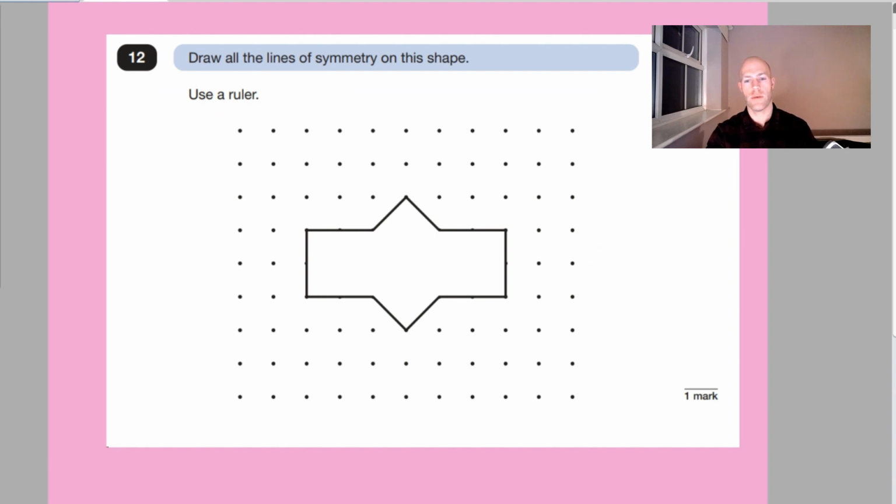We will pause it there for this part. We've got a few more questions to go, but what I want to do is I want to keep these videos nice and brief. This is the first part of the reasoning paper. When we come back, we will start on question 12, drawing lines of symmetry on a shape.